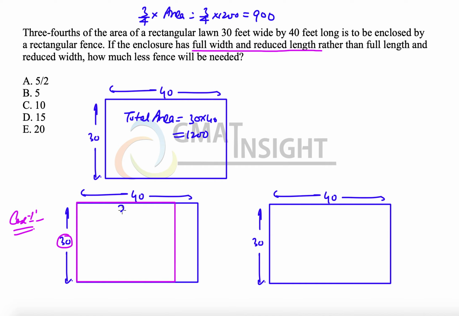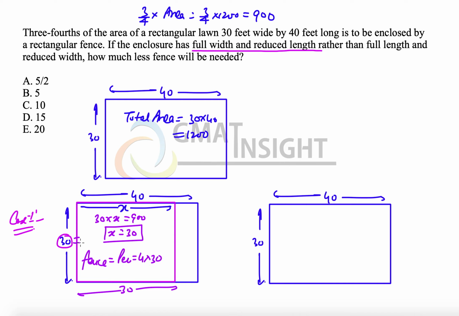That means 30 multiplied by x here should be 900. If 30 into x is equal to 900, then we understand that x is equal to 30 as well, which means we have 30 as well. Now the fencing will be the perimeter of this figure. So the fence length is equal to perimeter, which is 4 times 30 in this case, because this is 30, this is 30, this is 30, as well as this is 30, so this is 120. So this is the first case.